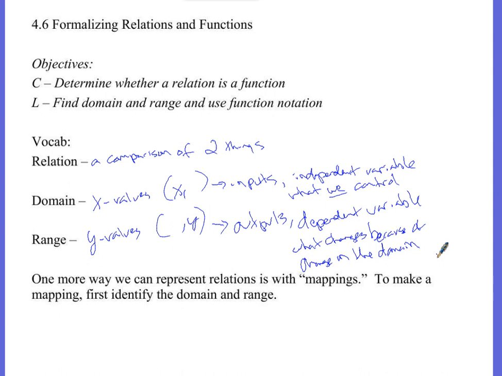So we can represent domain and range using ordered pairs, as I've kind of shown there. I also have shown you that you can represent relations using tables. You can also represent relations using graphs, and that's kind of what we've been doing for this entire chapter so far. If you realize it or not, we've been making tables, ordered pairs, and graphs. There's another way to represent relations, and it's called mappings. To make a mapping, you first need to identify what the domain and range are. Mappings are my favorite out of the four.